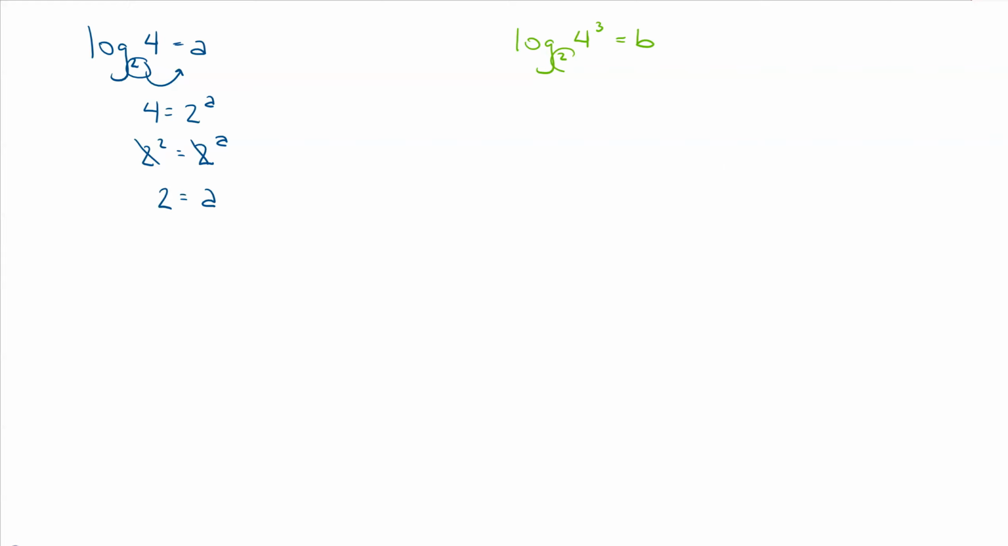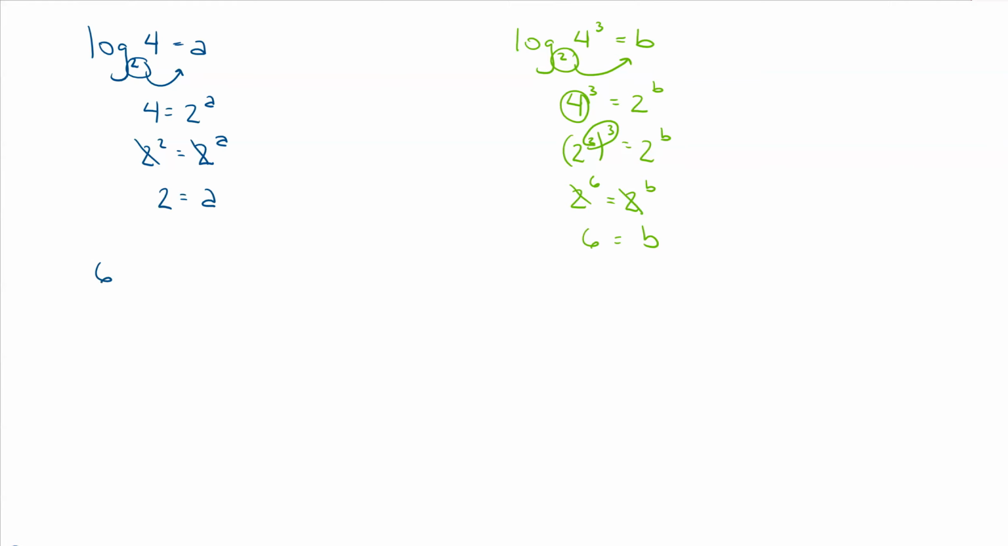This log's a little more interesting. The ducky ducks under, the log floats away. I get 4 cubed equals 2 to the b. I could do the math on 4 cubed if I wanted to, or I could say that 4 is 2 squared, and then I can multiply these exponents. I get 2 to the 6 equals 2 to the b. Cancel, cancel. I get b equals 6.